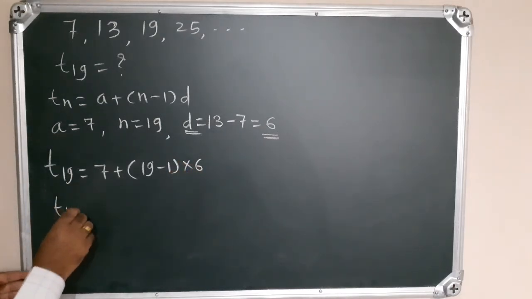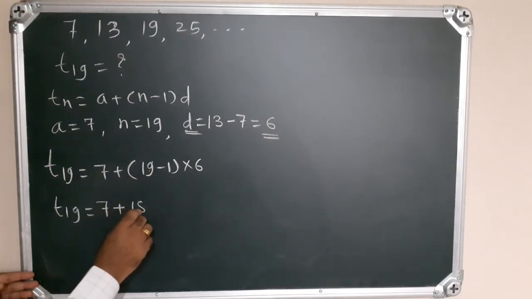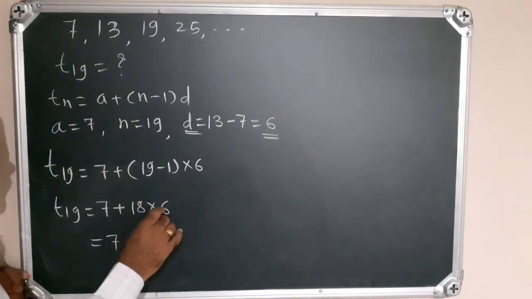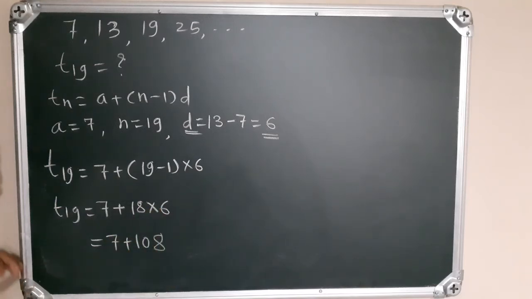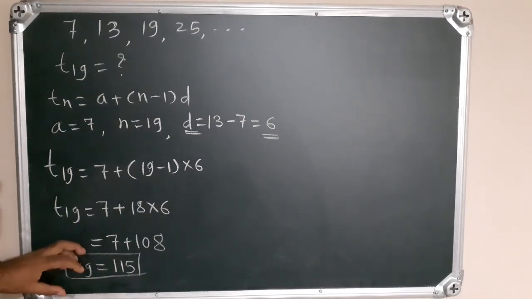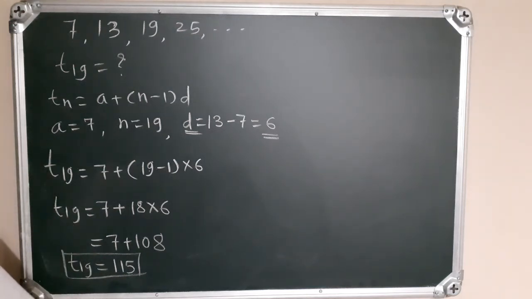So T19 is equal to 7 plus 18 into 6. So 7 plus 108, which is equal to 115. So T19 is equal to 115. So this is the answer. So the 19th term of this AP is 115.